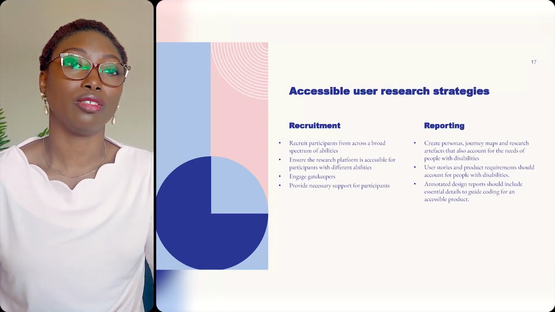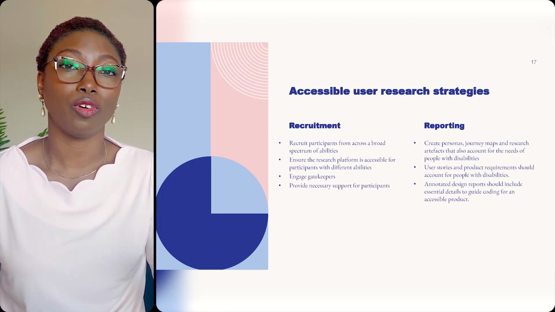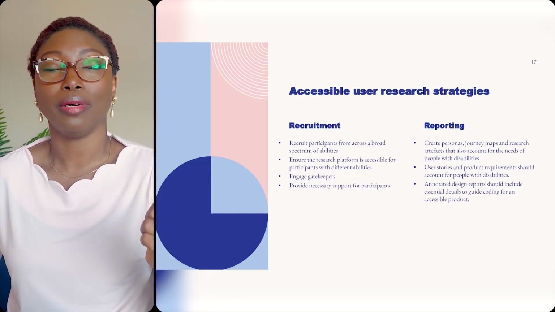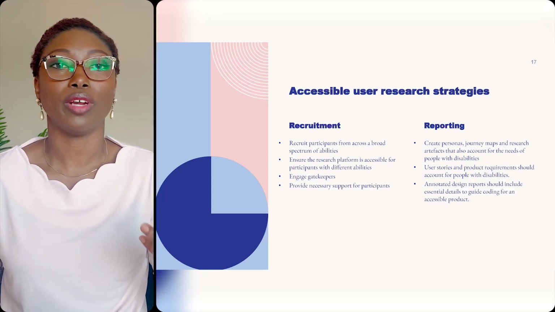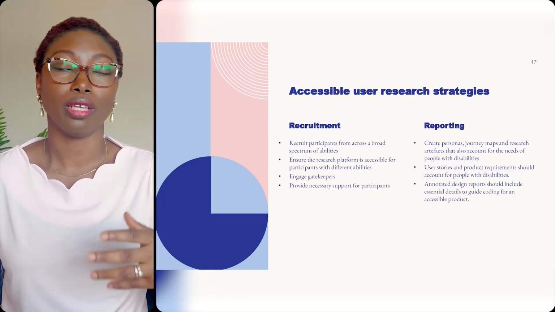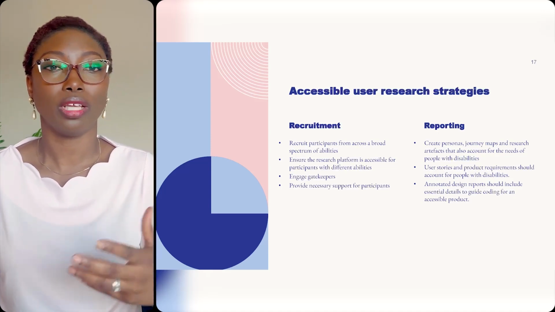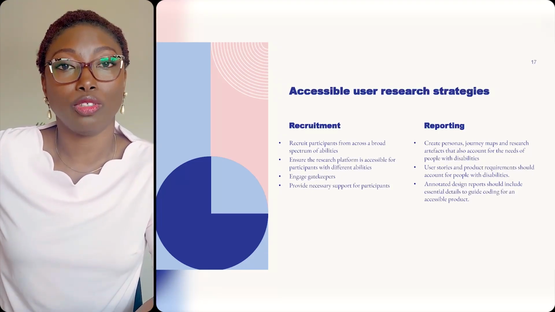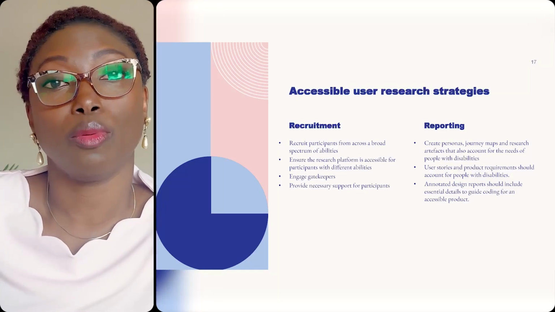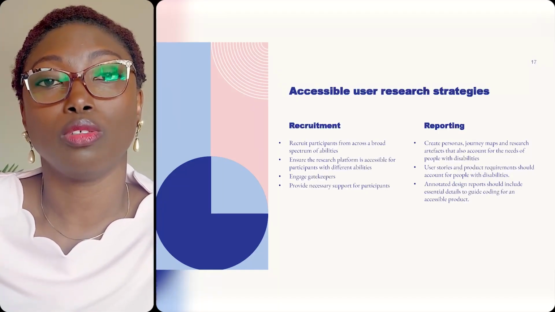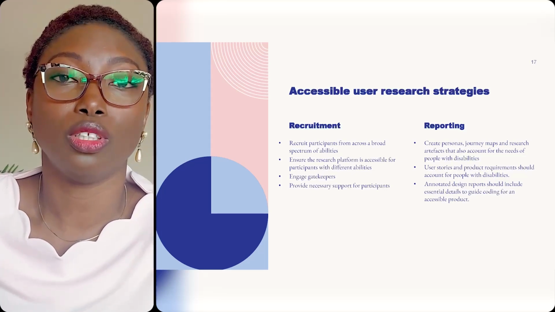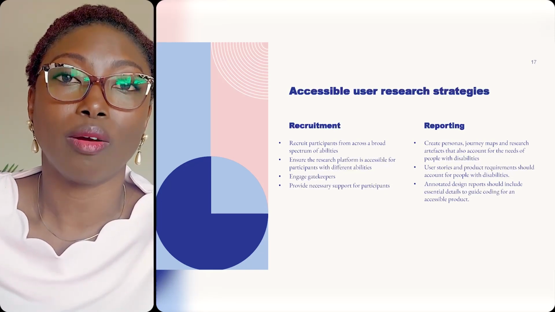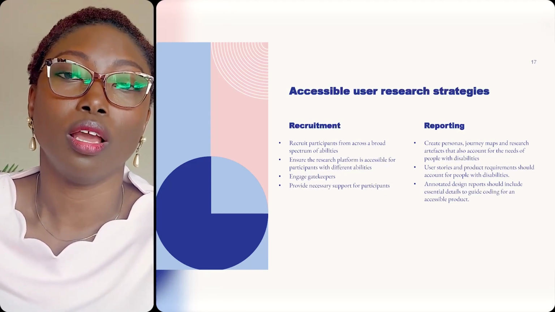Also, you have to critically consider the platform that you use for the research to make sure that this platform is accessible so that they can easily participate in your research. And then another thing is to engage gatekeepers. A lot of times we find it difficult to get people who use assistive technology to participate in our research, but there are companies that could help us to get these people to participate. I will also say that it is important that we provide the necessary support to participants who use assistive technology or who have one form of disability or the other, because this is very important for them to feel comfortable and for their needs to be met. So consider their accommodation, and ask for what they will need to effectively participate in your research.